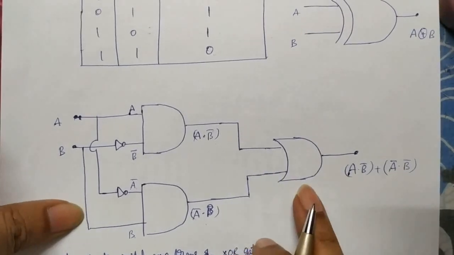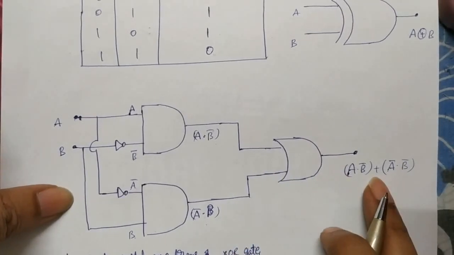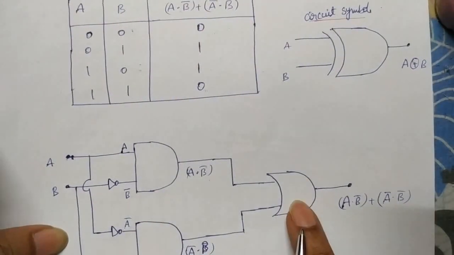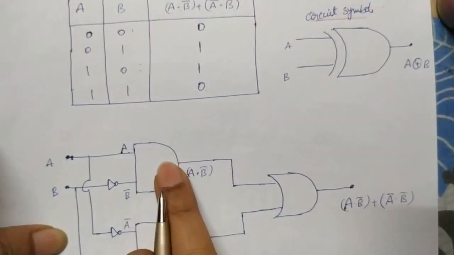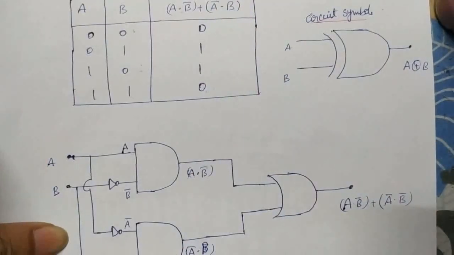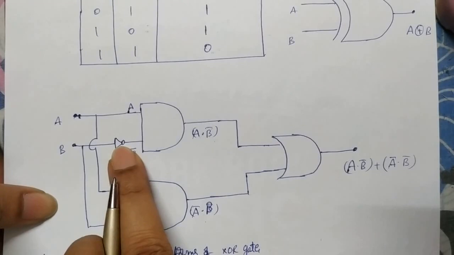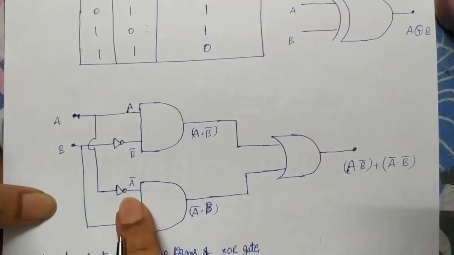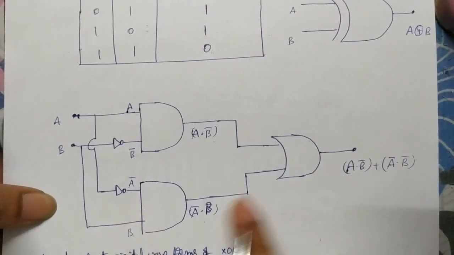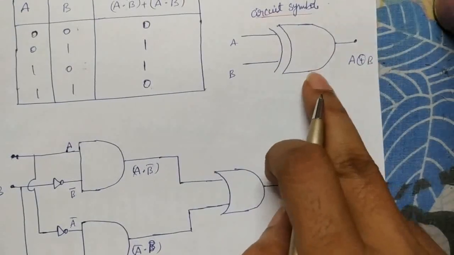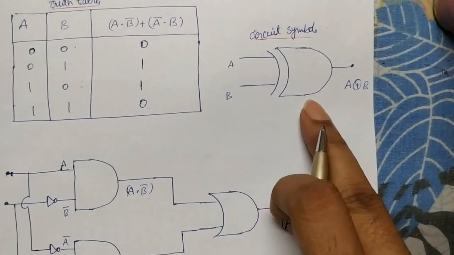These two are both joined with an OR gate, that's why you get plus in between. So plus is there, that's why the OR gate. Dot is there, that's why the AND gate, and here also dot is there, that's why we use an AND gate. B bar is there, that's why we get one NOT gate, and A bar is there, that's why we get another NOT gate. This is the total circuit diagram of the XOR gate, which you can simply represent like this.